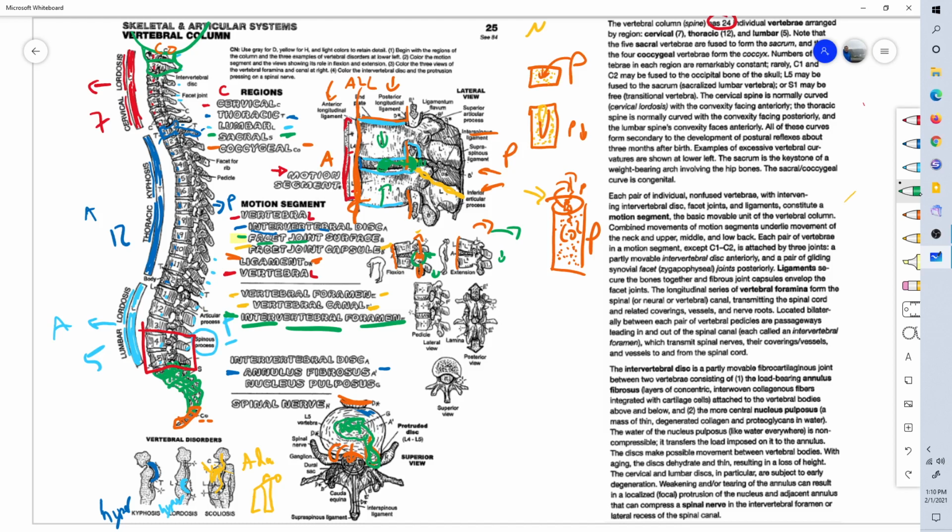Another thing that can happen is it can begin to sort of herniate up and down into the vertebral body of the vertebra above and below. And that completes page 25 of Anatomy Coloring Book, The Vertebral Column.